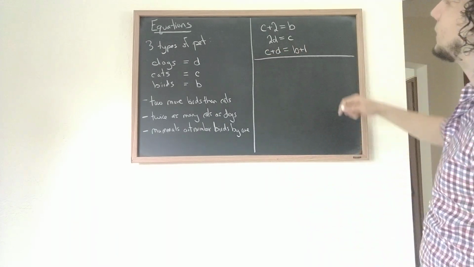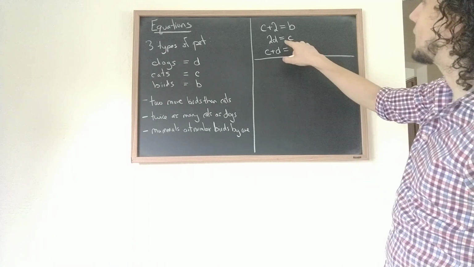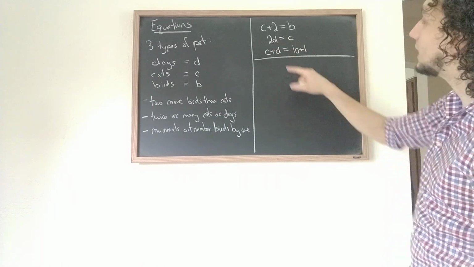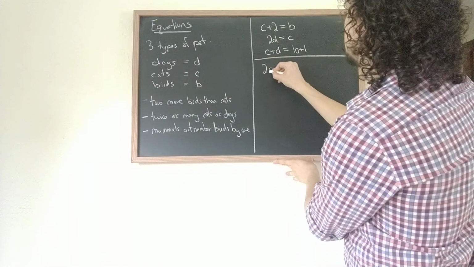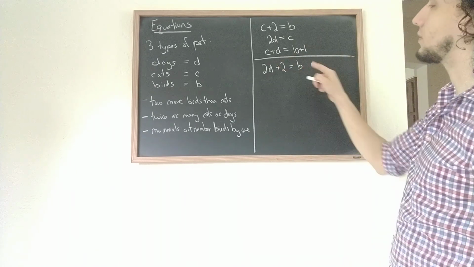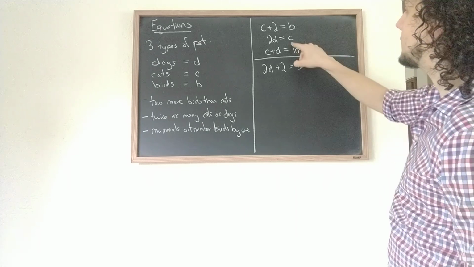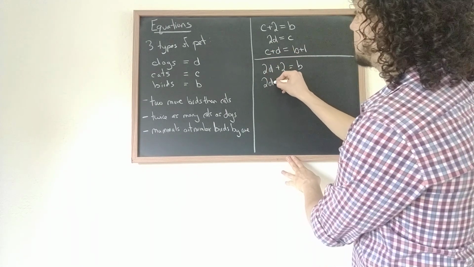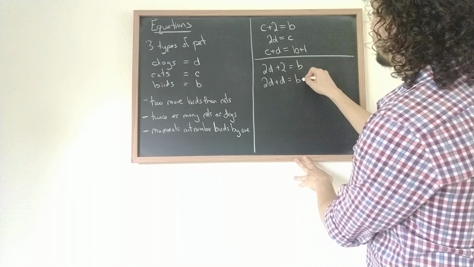Now what can I do with this? Well, one thing I can do is take the first two equations and put them together and say, look, I know that C is the same as 2D. The number of cats is the same as twice the number of dogs. So I can substitute 2D for C in the first equation and get 2D plus 2 equals B. This is putting together equations 1 and 2. I can also put together equations 2 and 3 in the same way. I know that C is 2D, so this C is also 2D. And I get 2D plus D equals B plus 1.